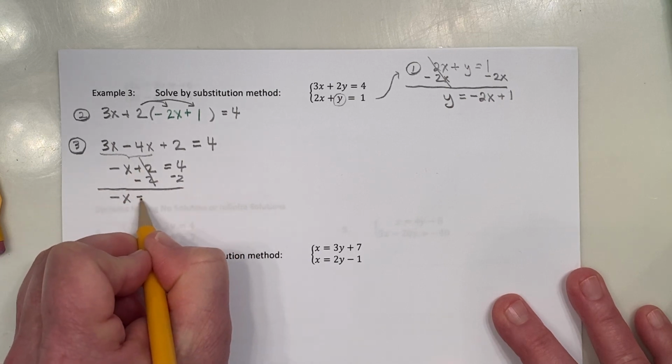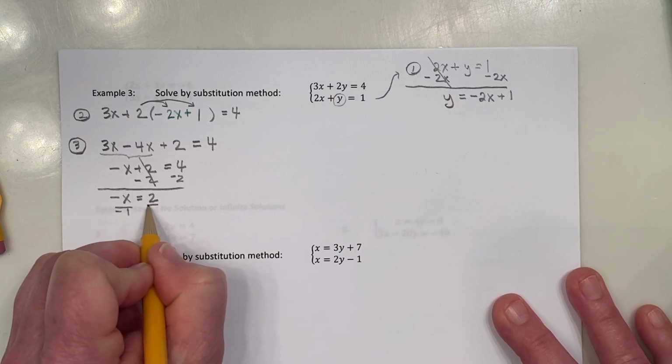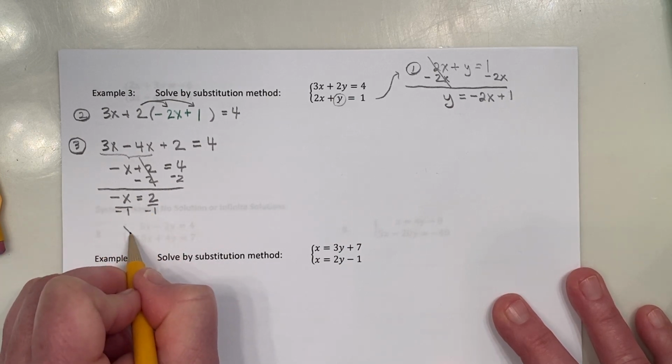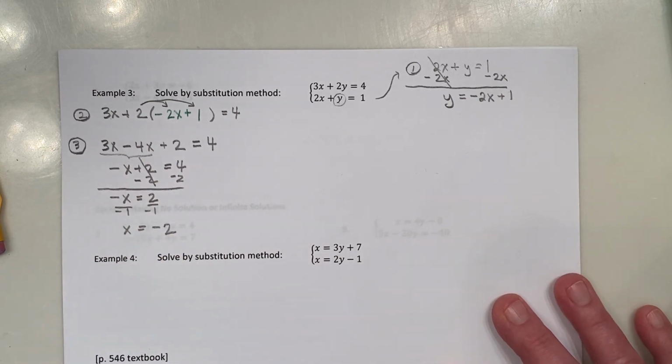Those will cancel. This is equal to 2. Divide both sides by negative 1, which just has the effect of changing the sign. So positive x equals negative 2. So we've got half of our answer.